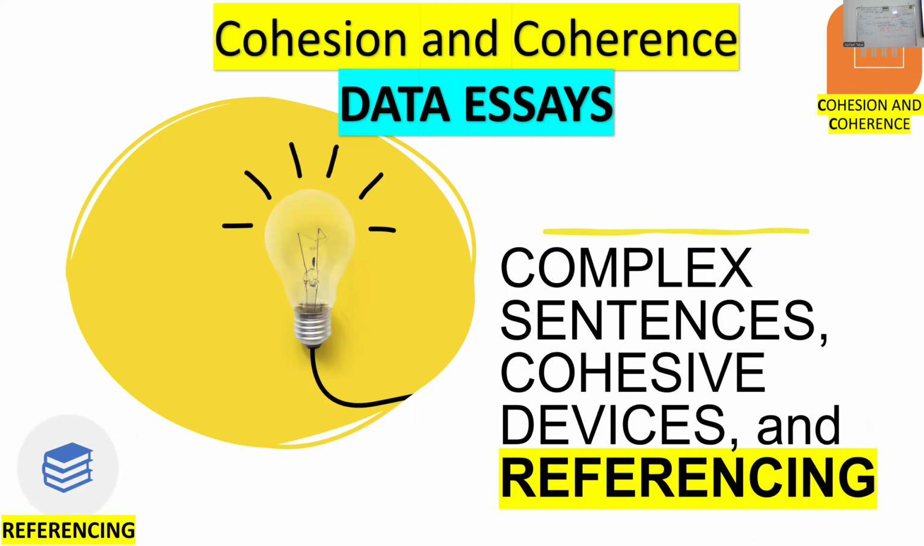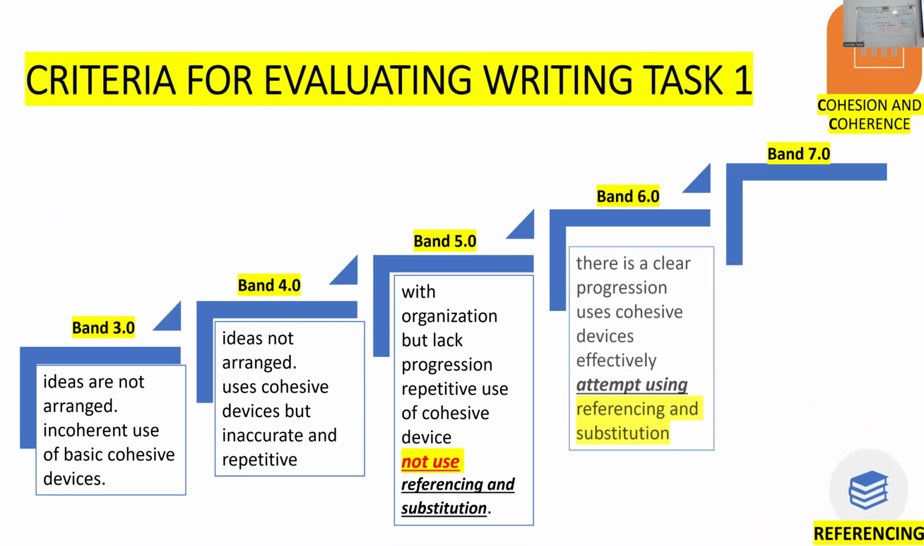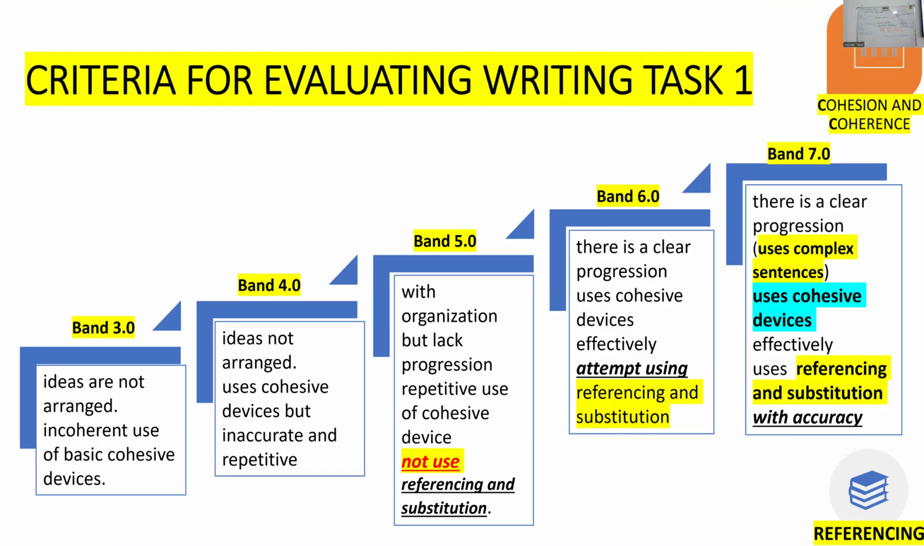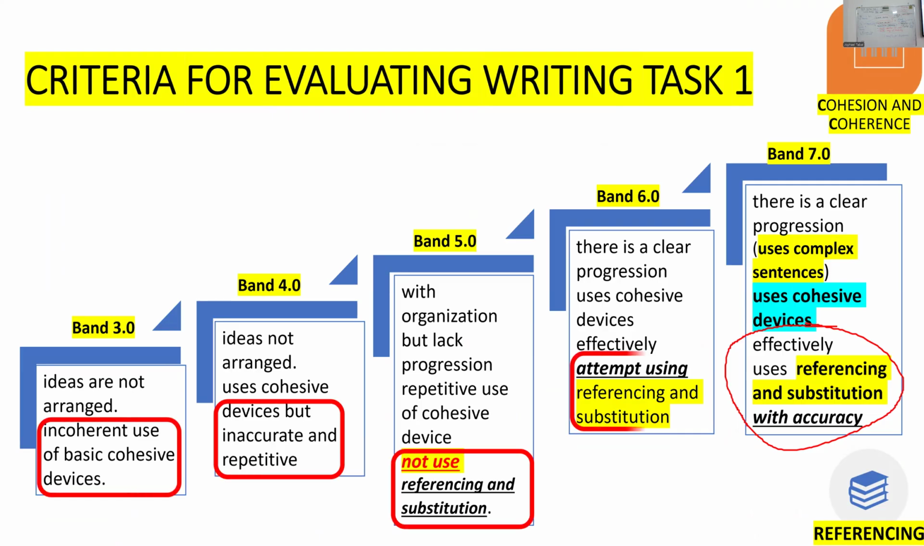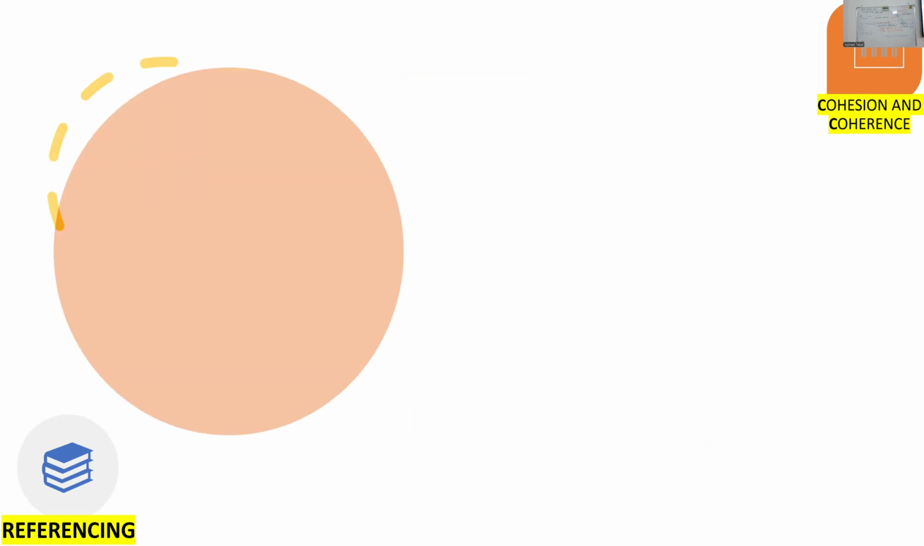Now, what is referencing? So if you check the Band 7 score here for IELTS Writing Task 1 Data Essay, we can find that the third and most important criteria is the effective use of referencing with accuracy. So we have this one, effectively uses referencing with accuracy. And the main reason or purpose why we have to use referencing is to avoid repetition of words.